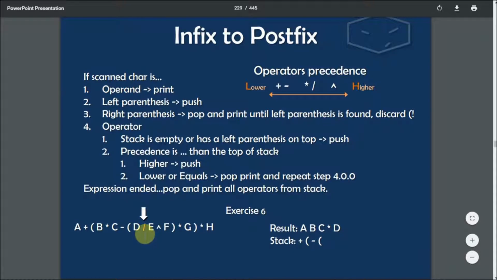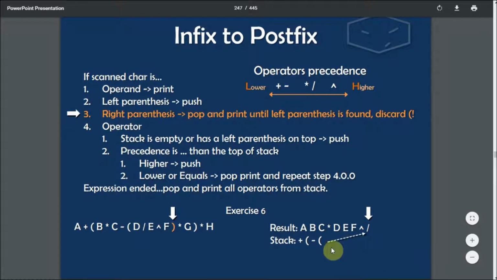We have division as operator and the stack has a left parenthesis on top, so we push. E is operand, we print. We have power as operator and the precedence is higher because it is the highest one, and we push. F is operand, we print. Right parenthesis, pop and print until left parenthesis is found, discard the left parenthesis, so pop and print, pop and print, and then discard the left parenthesis.